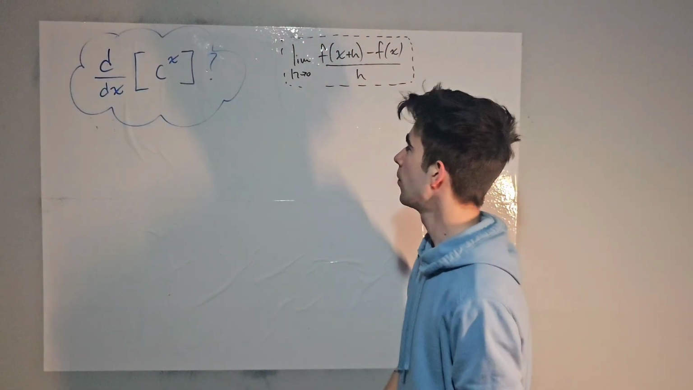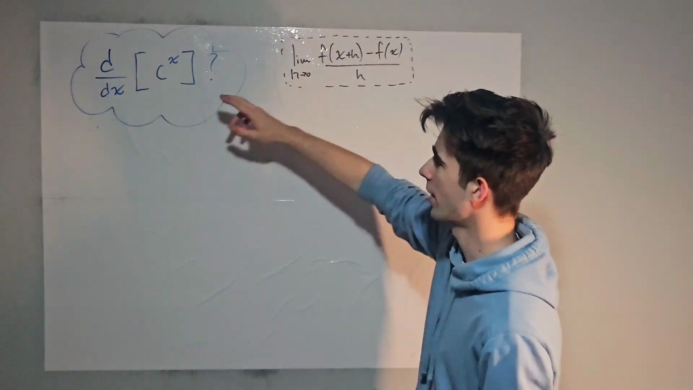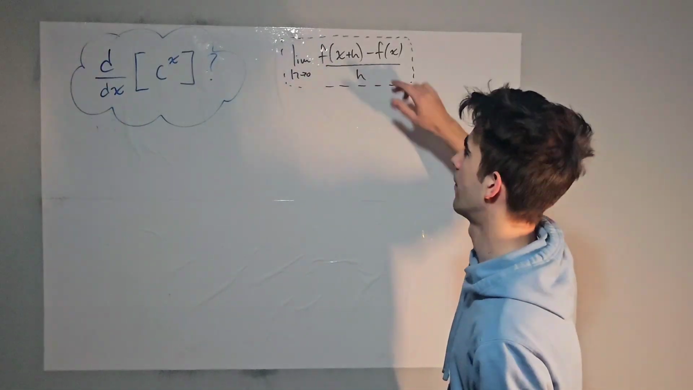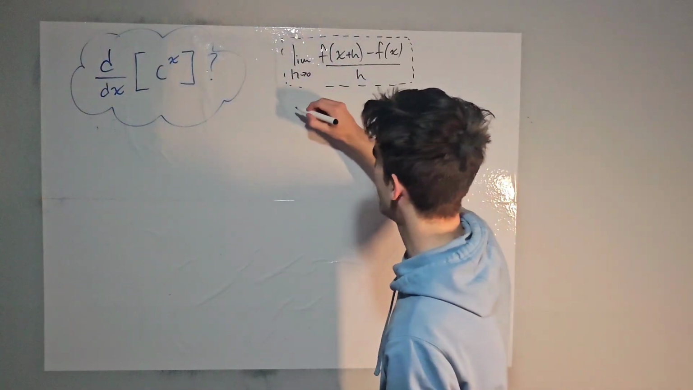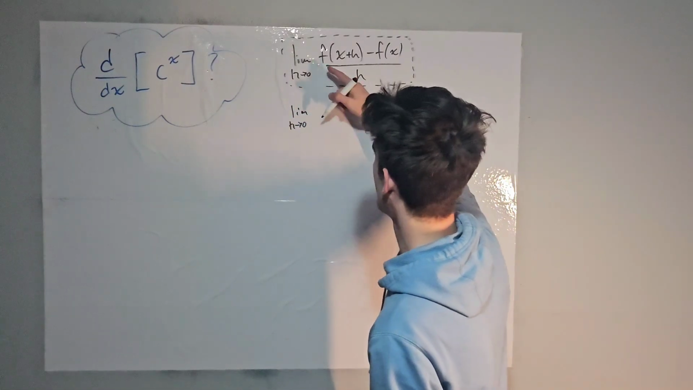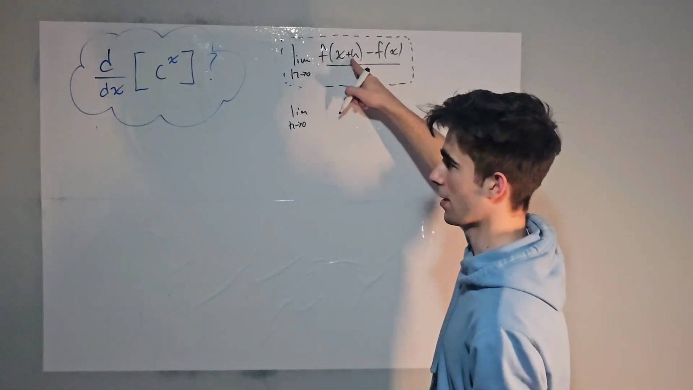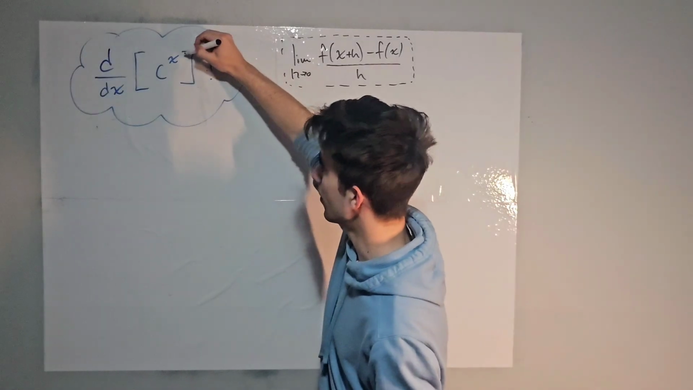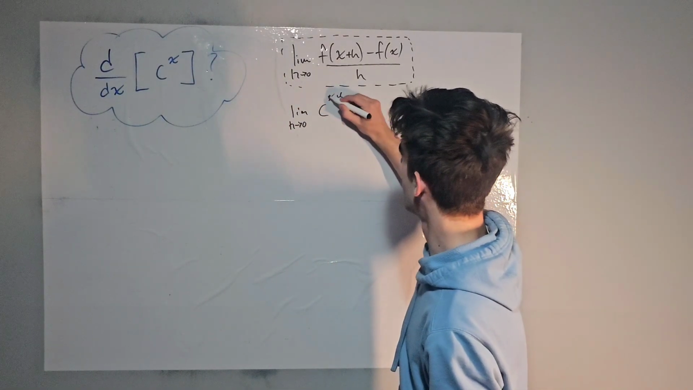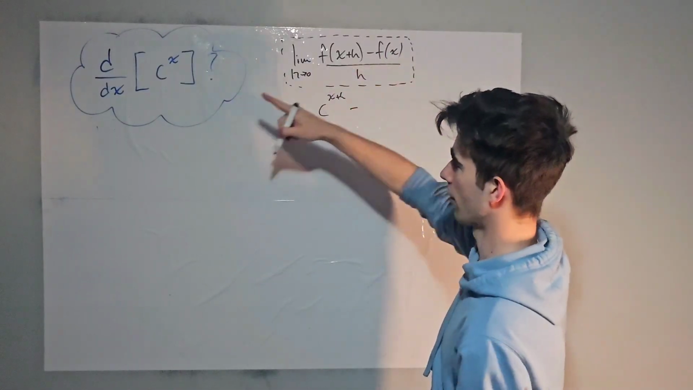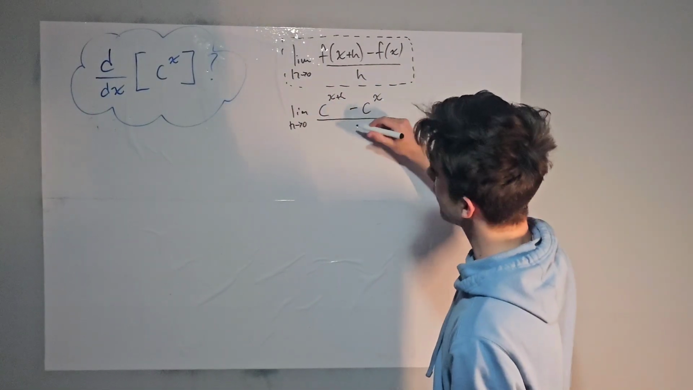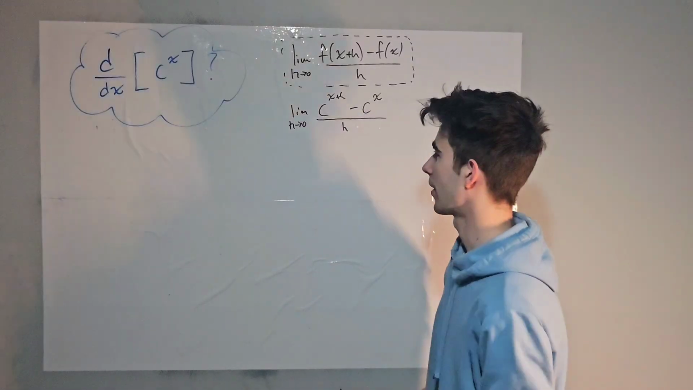Like usual, we're going to take what we're trying to differentiate, c to the power of x, and that function is going to be our f of x in this limit expression. So we'll be taking the limit as h approaches 0 of the function but with a nudged input h, so c to the x plus h. And we're just subtracting off the regular function we're trying to differentiate, c to the x, and that'll all be over h, just like this.